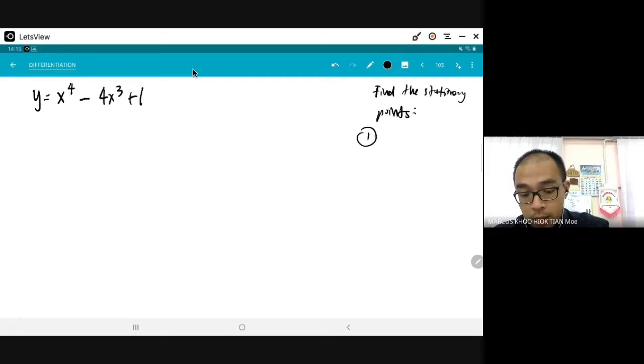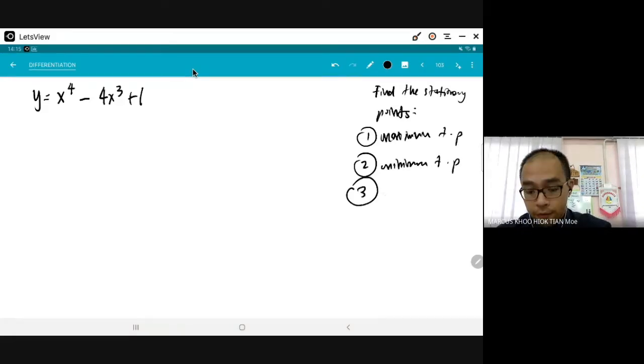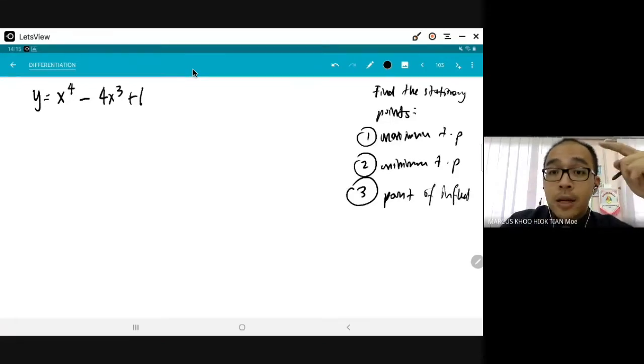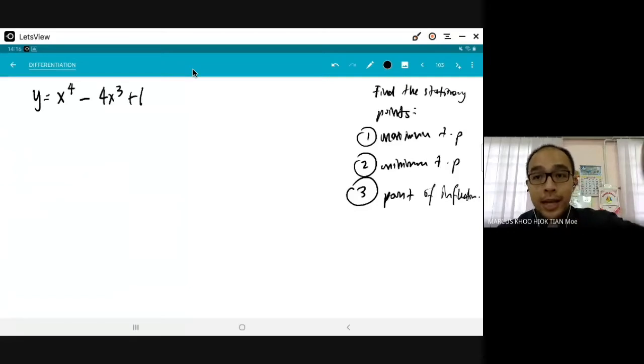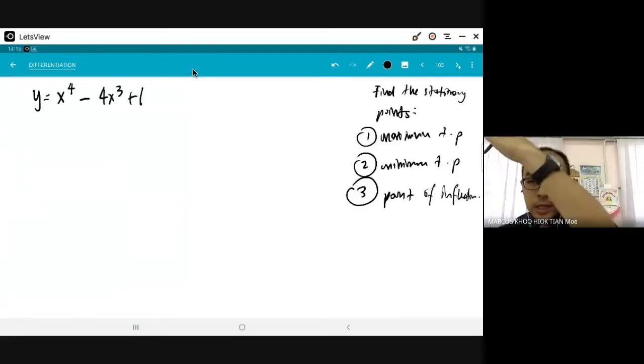Now we know that there are 3 types of stationary points. Number 1 is a maximum turning point. Number 2 is a minimum turning point. And number 3 is a point of inflection. Okay, remember, maximum turning point is positive becoming negative. Minimum turning point is negative becoming positive. Point of inflection is positive going to positive or negative going to negative. But you can only prove it using sketch tangent.